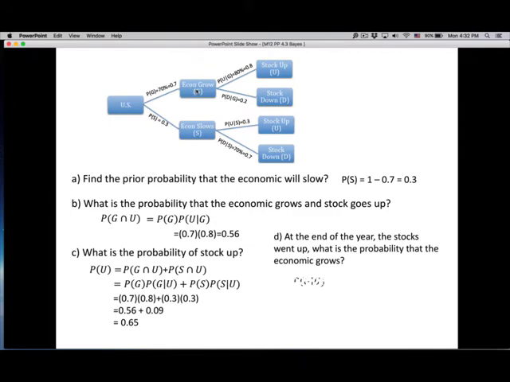So try to work it out first. We are looking for the probability that the economy grows given that stocks went up. Plug into the conditional probability. And again, for this one, the probability that the economy grows and stock goes up, we'll be using the multiplication rule again. And this one, P of U, will be equal to this. All right, and we get it from part B and part C already. So that will be the Bayes theorem.